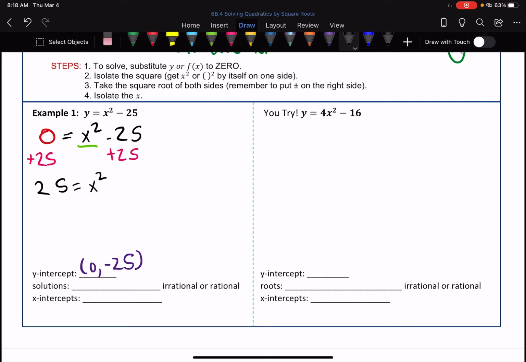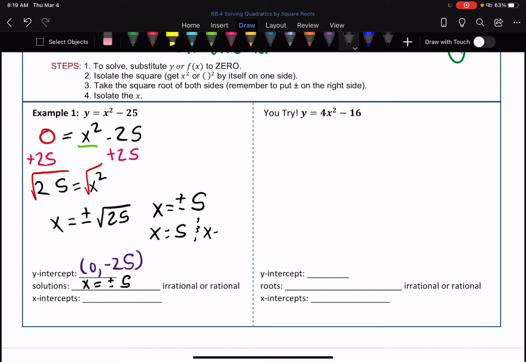Then we're going to take the square root of both sides. So I have the square root of 25 is equal to the square root of x squared. That's going to tell us that x is equal to plus or minus the square root of 25. But the square root of 25 simplifies to 5 because that's a perfect square. So in this case, x is going to equal plus or minus 5. So those are our solutions. x equals plus or minus 5. And I can write that out as x equals a positive 5 and x equals a negative 5, just to show that there are two solutions there.